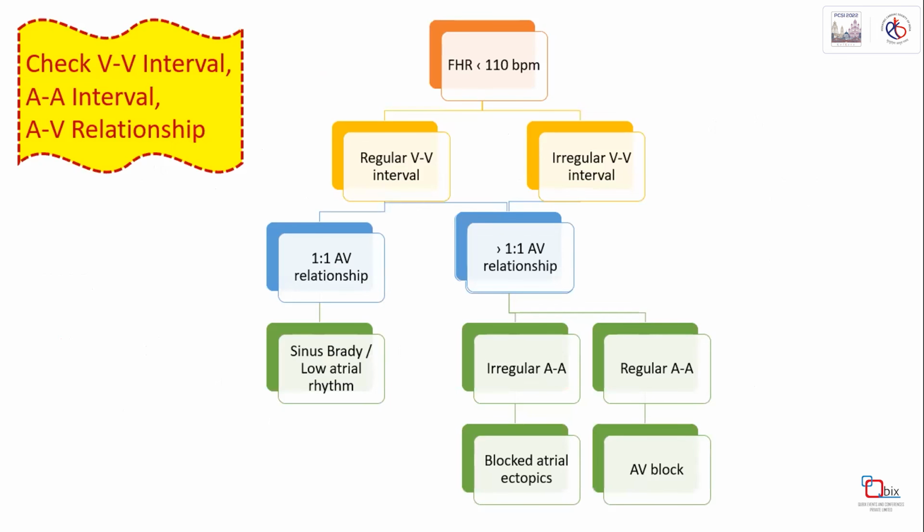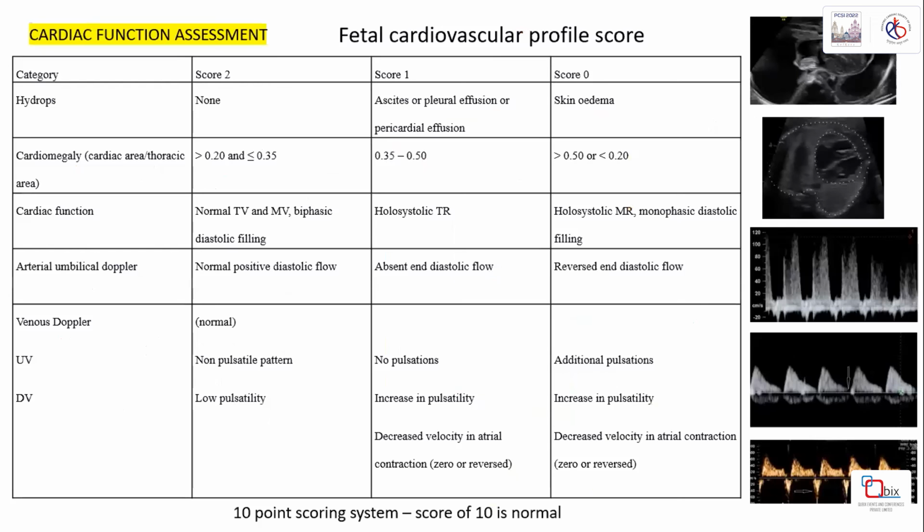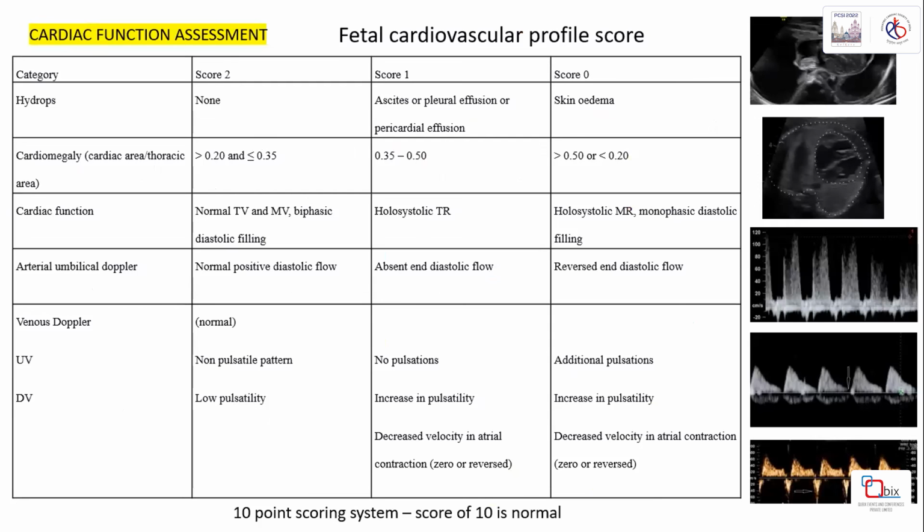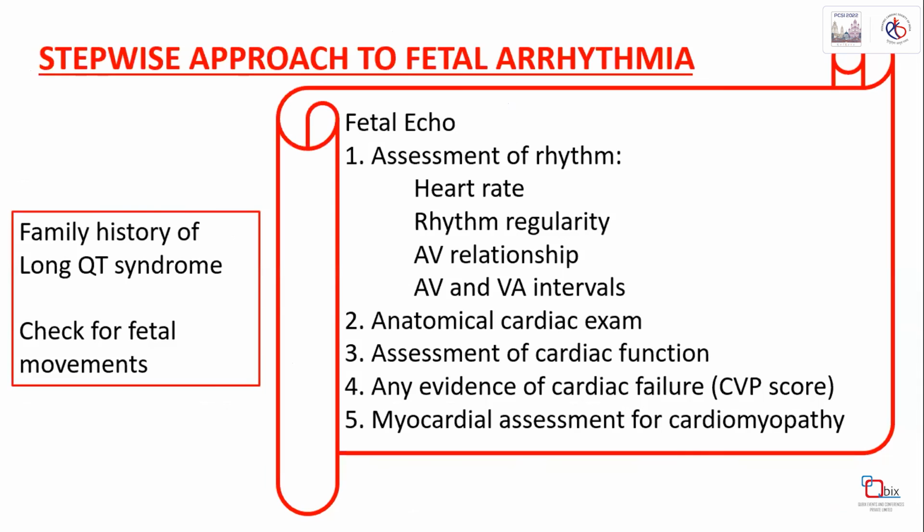So just to summarize, if you have a regular VV interval, it's going to be sinus brady. And if you have an irregular VV interval with a higher atrial rate than ventricular rate, it can be blocked atrial ectopics or an AV block. Do not forget the cardiac functional assessment. A cardiovascular profile score of 10 is usually normal, and hence it's important to Doppler the ductus venosus, umbilical artery, umbilical vein, and do the cardiac functional assessment, which we already went through.